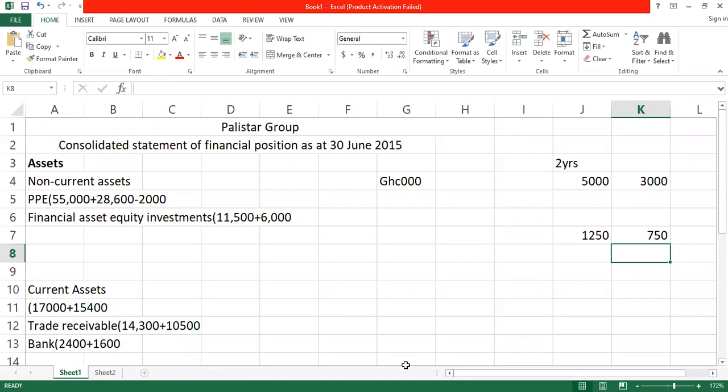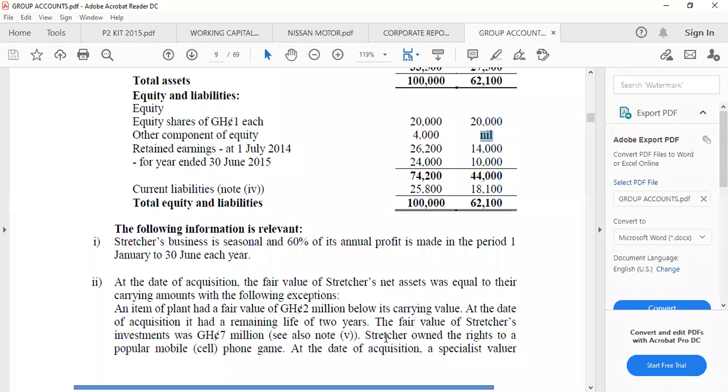All right. I will take that particular statement for you again. An item of plant had a fair value of 2 million below its carrying value. So it means that the carrying value is 2 million higher than the fair value. It is like sharing money, and you are having 2 million below the amount that your sister has gotten. If your sister has gotten 4 million, you are going to get 2 million. So the fair value is less than the carrying value, or the carrying value is higher than the fair value. That is what they are saying.